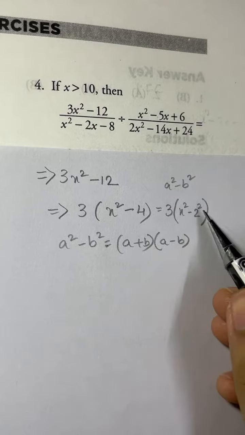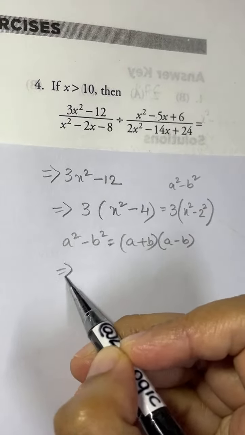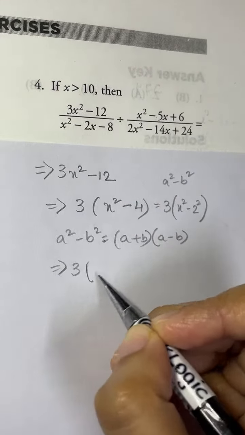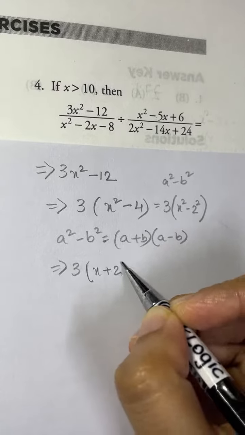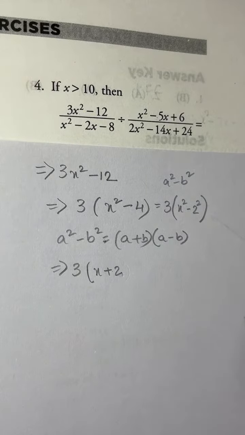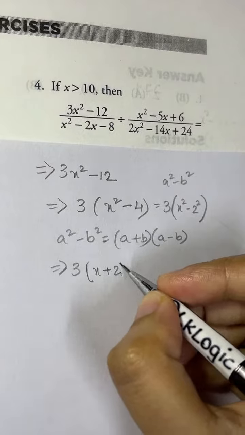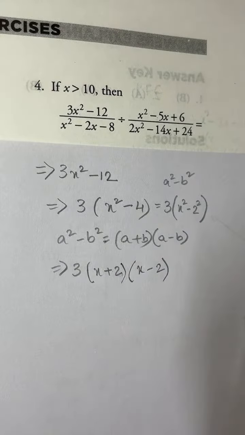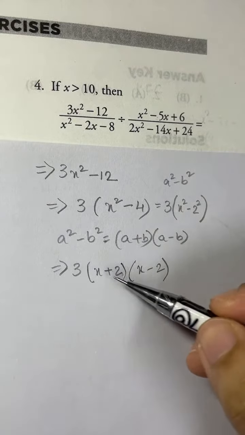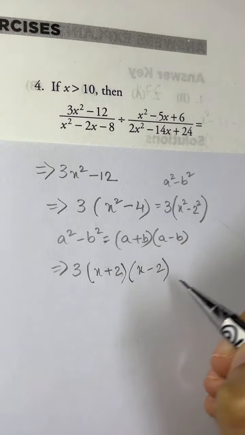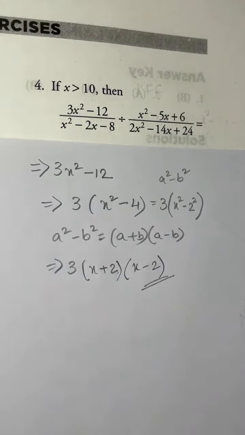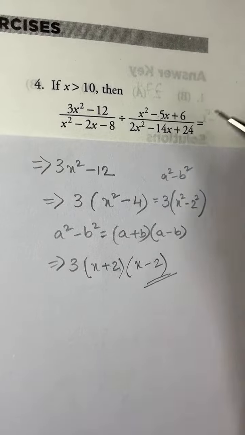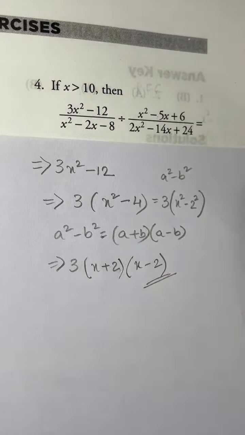Alright, so let's put it in this. 3 into x plus 2 times x minus 2. Perfect. Now we've got 3 factors, 3, x plus 2, x minus 2. Done. We are done with the first one. Okay, let's go ahead for the second one. That is x squared minus 2x minus 8. Let's solve for that.